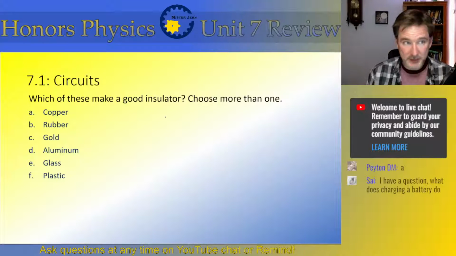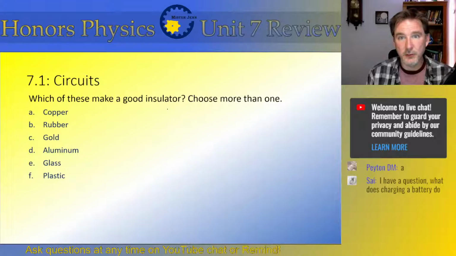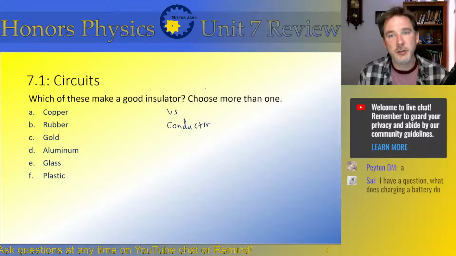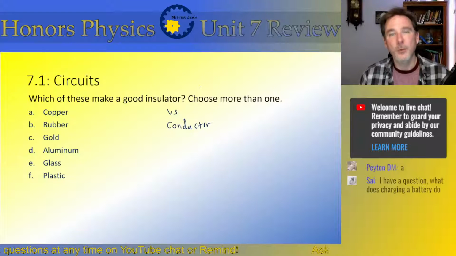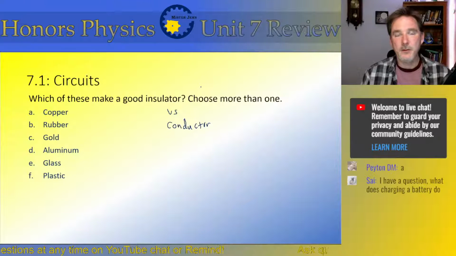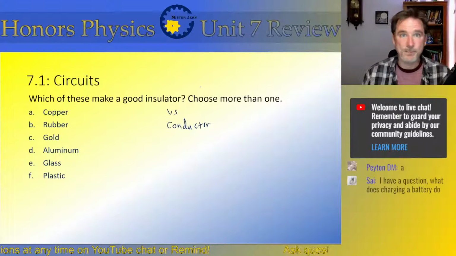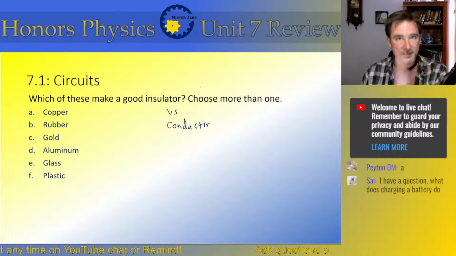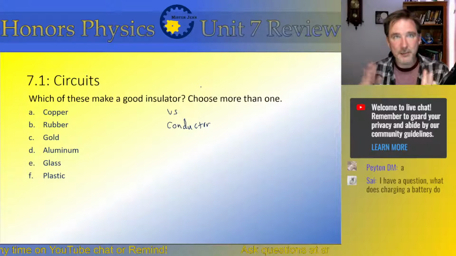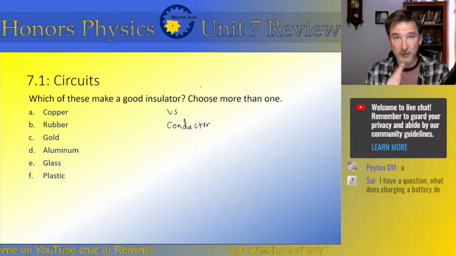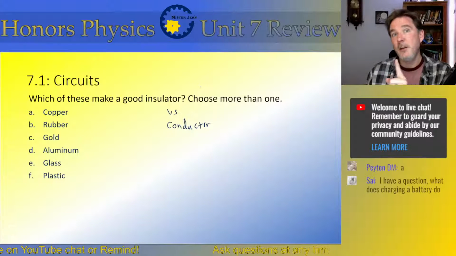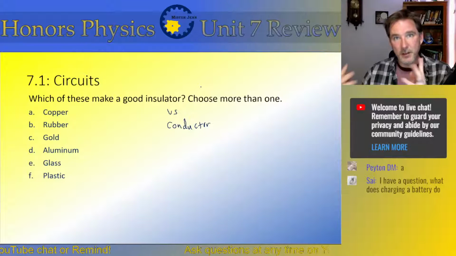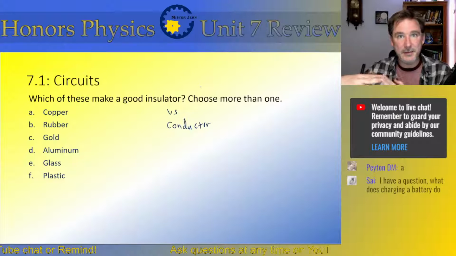All right, so insulator versus conductor. What does insulation do? If you know insulation in terms of heat, great. That is perfect, because what does insulation do? It stops heat or cold or something from moving into another place. Insulation keeps your house cool in the summer and keeps your house warm in the winter. It stops heat flow.